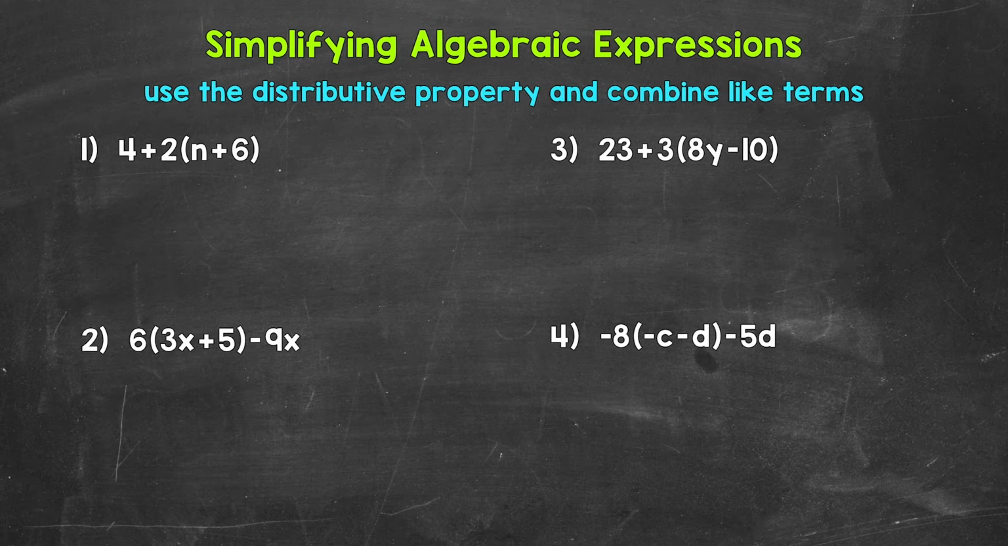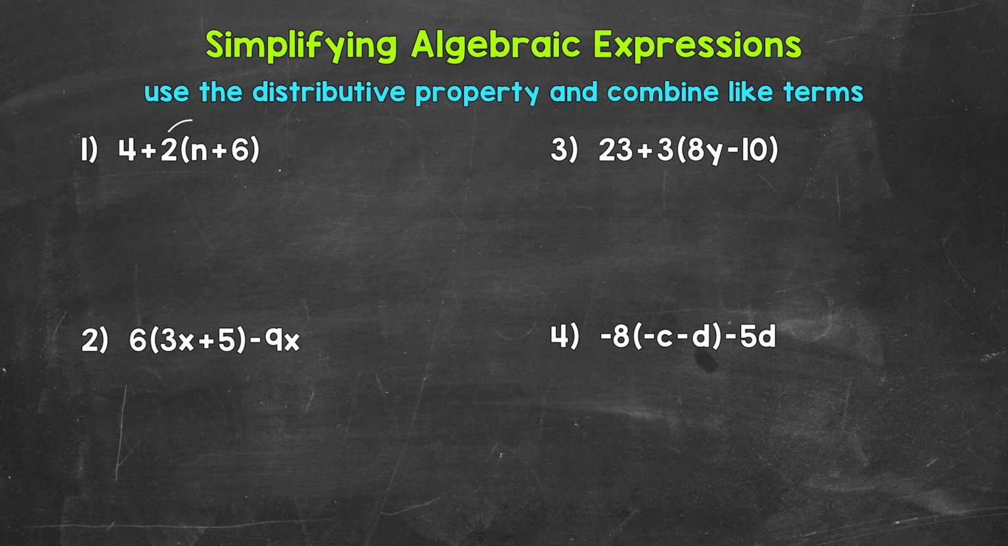Now, since this expression has parentheses, we need to start there. Do not do 4 plus 2 first. We still need to consider the order of operations. Within the parentheses, we have n plus 6. N and 6 are unlike terms, so we can't combine those terms. What we can do is use the distributive property to remove the parentheses, and then we can look to combine like terms to simplify the expression further.